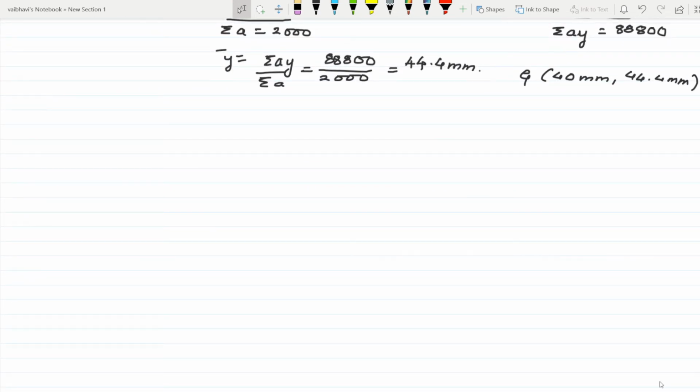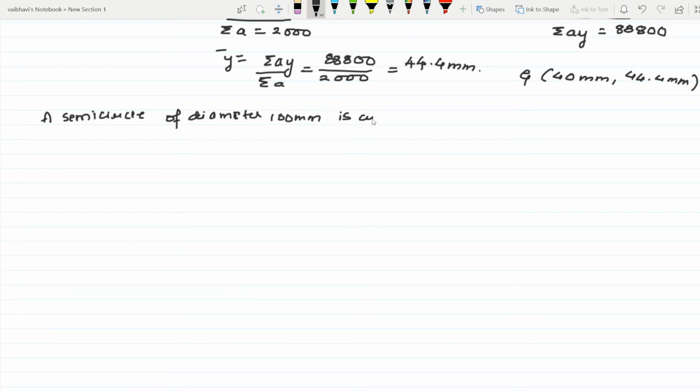Next, let me take another example, where we have to find the centroid of a shaded area. Okay, these two were a little bit simple examples. Next, what they have given is a semicircle of diameter 100 mm, and it is cut out from a quarter circle.